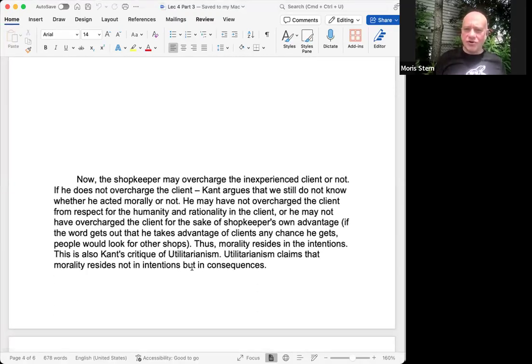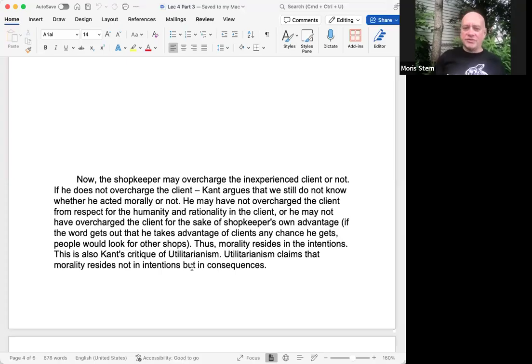Now, the shopkeeper may overcharge the inexperienced client or not. If he does not overcharge the client, Kant argues that we still do not know whether the shopkeeper acted morally or not. He may have not overcharged the client from respect for humanity and rationality in the client, or he may not have overcharged the client for the sake of the shopkeeper's own advantage. If the word gets out that he takes advantage of clients any chance he gets, people would look for other shops. Thus, morality resides in intentions.